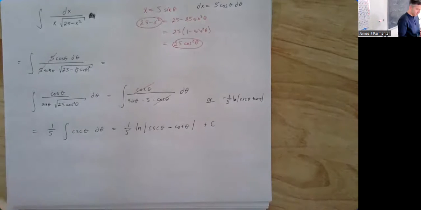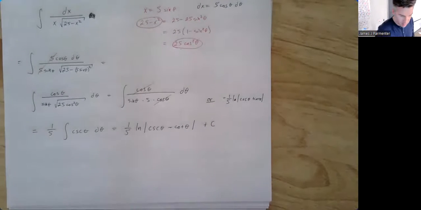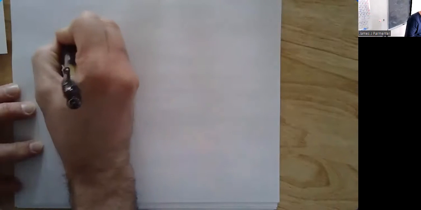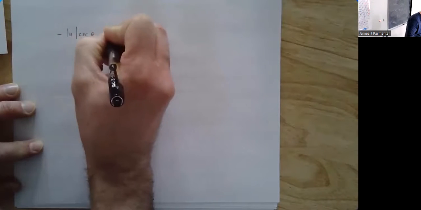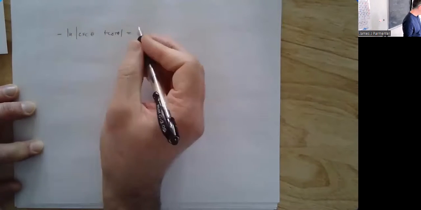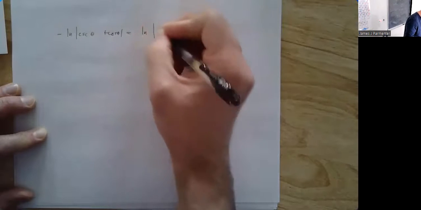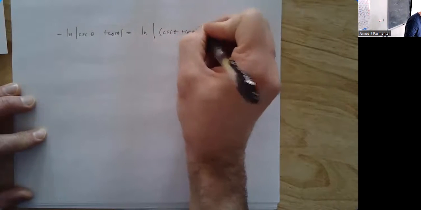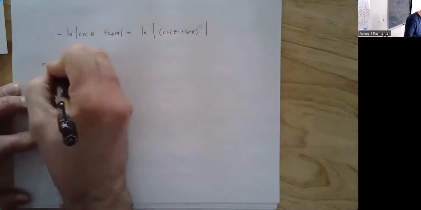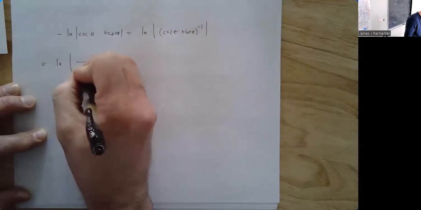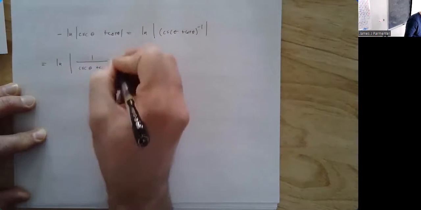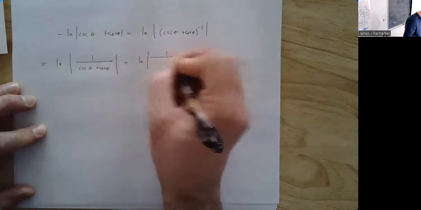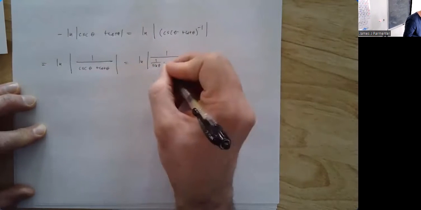The reason this is true, let me just show you, because I think people are often confused about this and wonder why this is true. It's really because if you take negative natural log of the absolute value of cosecant of theta plus cotangent of theta, and you bring that negative one up as a power, you have the natural log of the absolute value of cosecant theta plus cotangent theta to the -1, which then just becomes the natural log of the absolute value of 1 over cosecant theta plus cotangent theta, which is really equal to the natural log of, well, cosecant is 1 over sine, cotangent is cosine over sine.